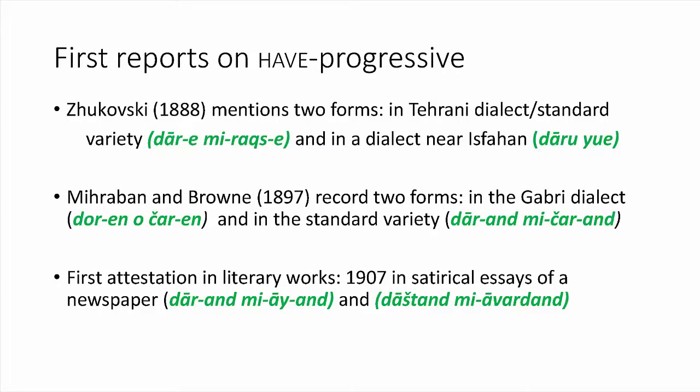Then Mehraban and Brown in 1897, they record 2 forms of this construction. They narrate a story in the Gabri dialect that was spoken by the Zoroastrians of Kerman. So they have this form in the Gabri dialect, Doren o Charen, they are gazing for the cows, and they translate the same story into standard variety, and we see the same form in the standard variety as well.